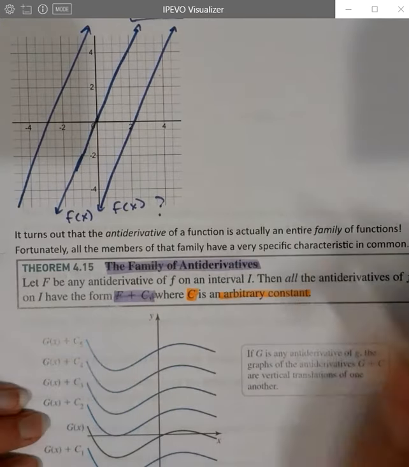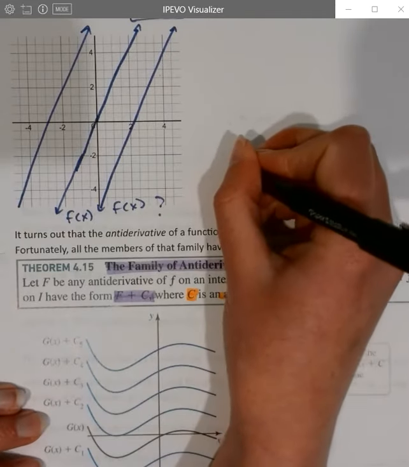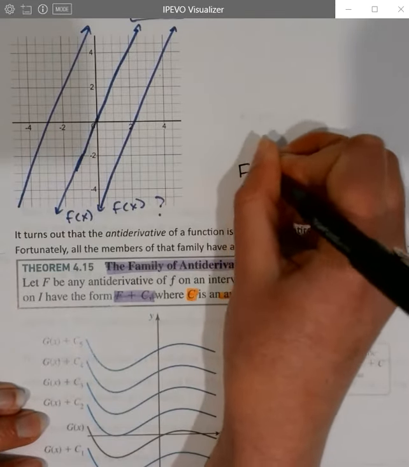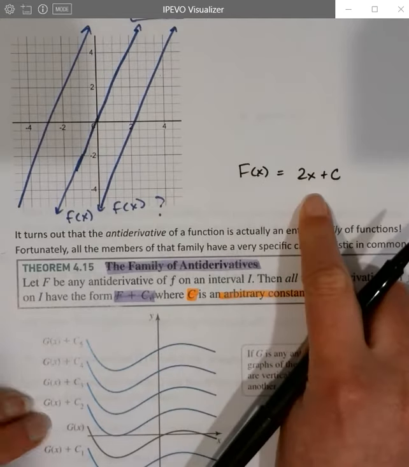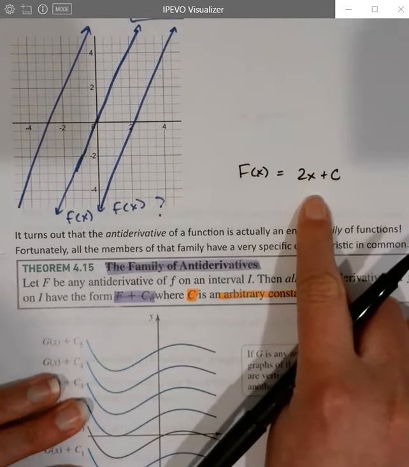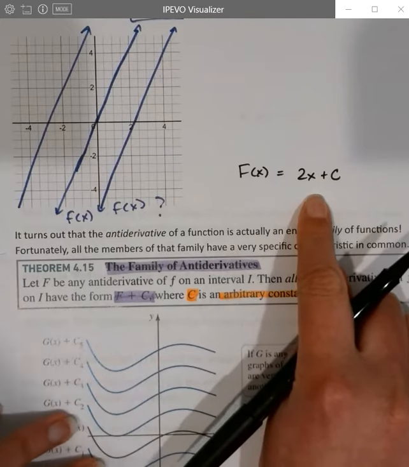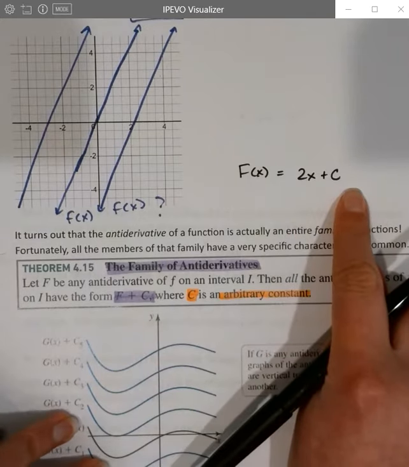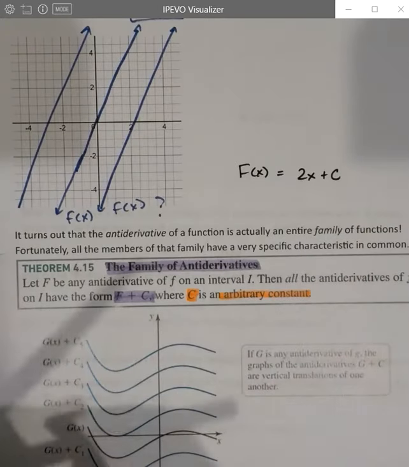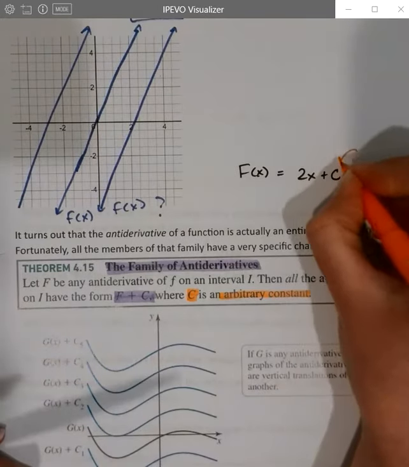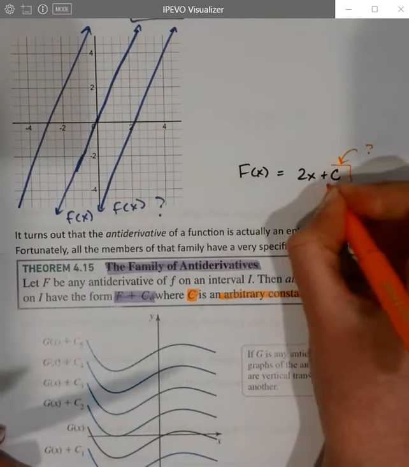Okay, so back up on this idea. If I had some function, f of x equals 2x plus c being the antiderivative function, because I know its derivative is going to be 2 plus, it doesn't matter what c is, the derivative is going to be 0. I just can't be guaranteed to know what c is. There's no way to know what c is, so we leave it as a variable.